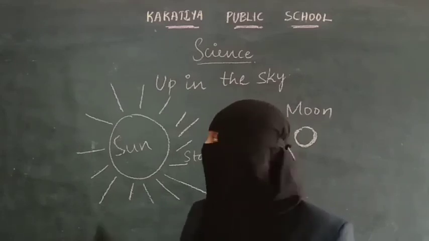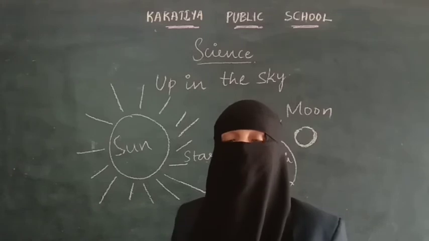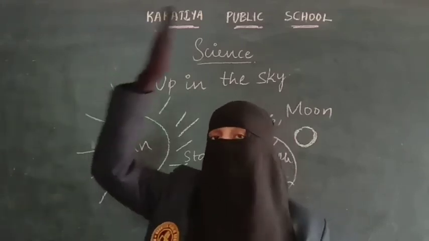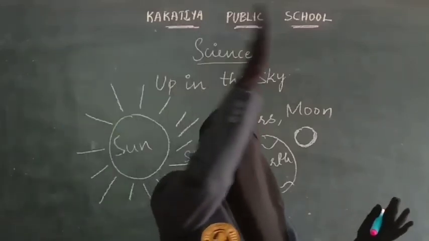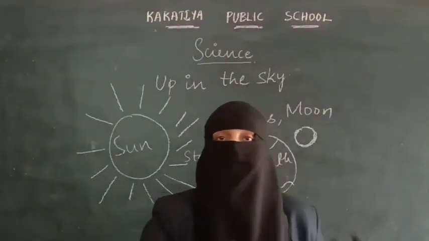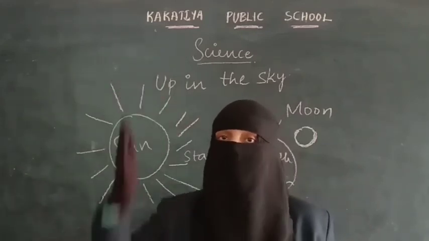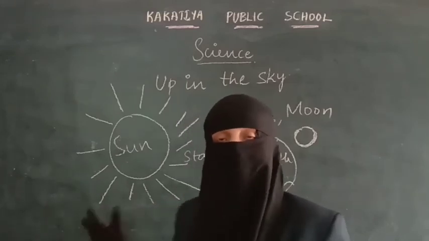In the same way, sunrise in the morning time, the sun rises in the east. It will rise from the east and it will set in the west. It is rising from here and going down in the west. That means when the sun rises, the day will start, and when the sun sets, the day will end. So that is how the sun and moon work.